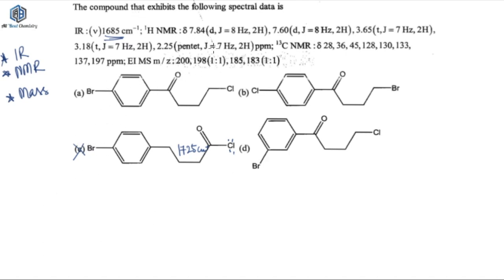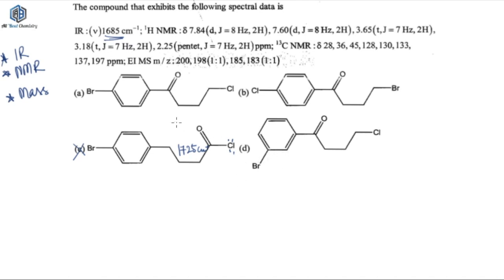Now let's go into the NMR. Whenever you have a phenyl group or a substituted benzene ring, you can see in options A, B, and D that there are basically two kinds of benzene rings. A and B have a benzene ring that is para substituted, or 1,4 substituted, whereas option D has a meta substituted, or 1,3 substituted, ring.